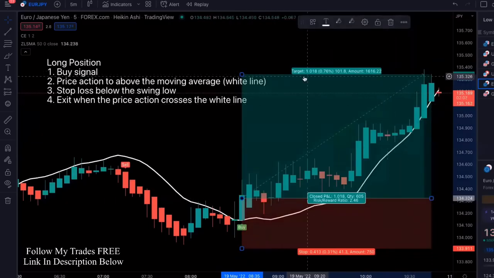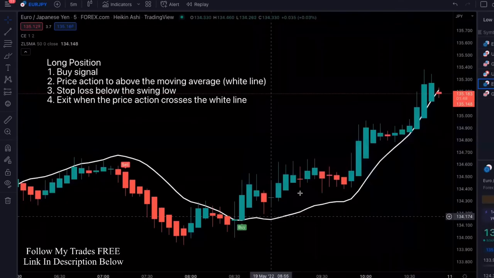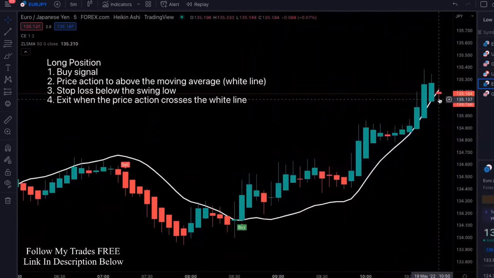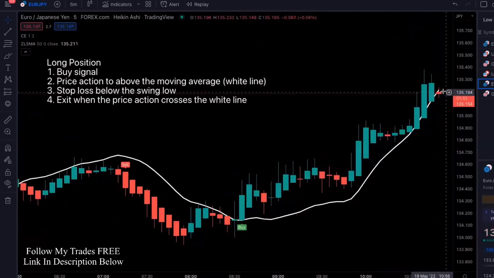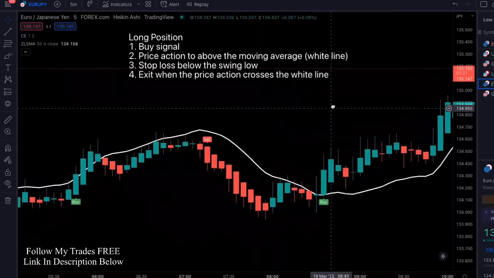Yeah, so far it's doing pretty well. It's already at a 2.27 to 1 risk to reward. On these kinds of trades, I don't like to put a specific risk to reward ratio, because sometimes you're going to have some big moves and you want to capitalize on them. So when the price action crosses over the white line, like here, once this candle closes, that would be an exit point.